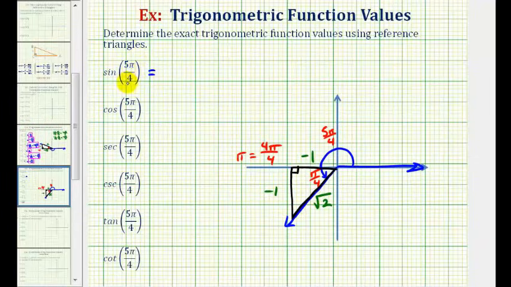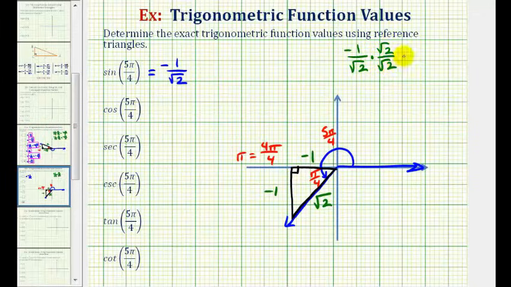So for the sine of 5 pi over 4 radians, we'll find the ratio of the opposite side to the hypotenuse, which would be -1 divided by square root 2. But a lot of times we are asked to express these values with a rational denominator. So let's go ahead and rationalize the denominator for this value, which means we'd have to multiply by the square root of 2 over the square root of 2. So this would be negative square root 2 over 2. Notice how now the denominator is rational. For the cosine function value, we'll take the ratio of the adjacent side to the hypotenuse, but notice how it's also -1 over square root 2. So if we rationalize the denominator, it would also be negative square root 2 over 2.